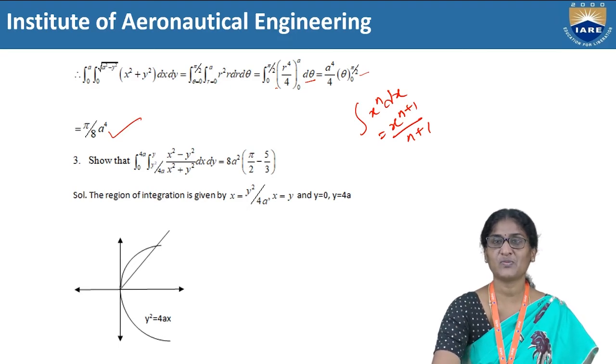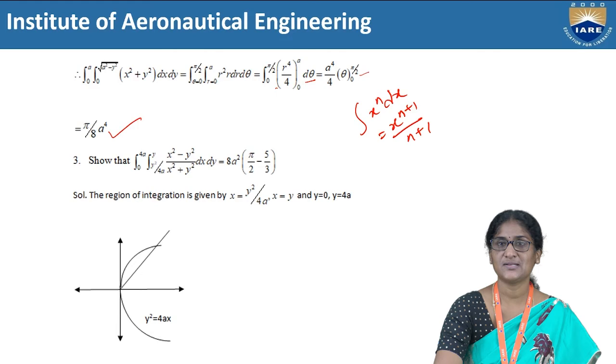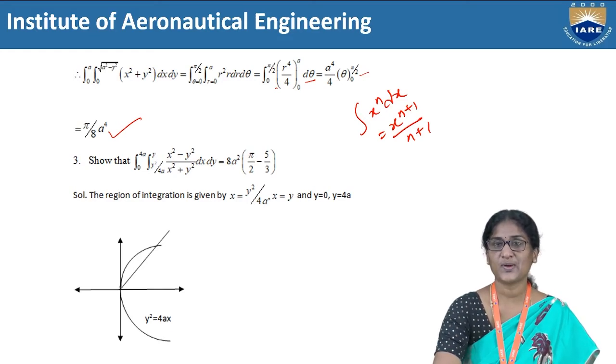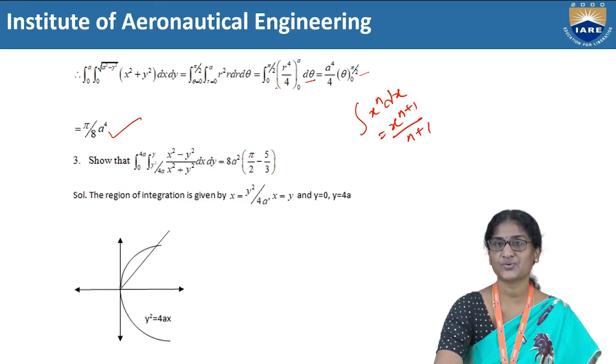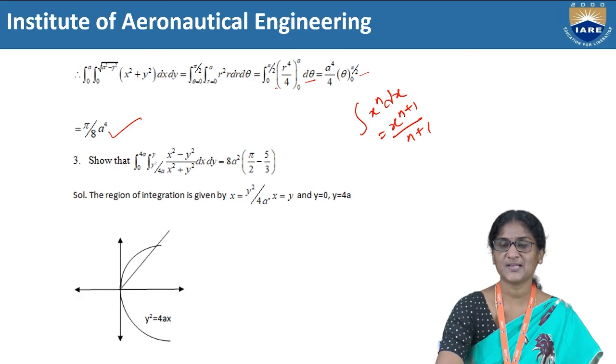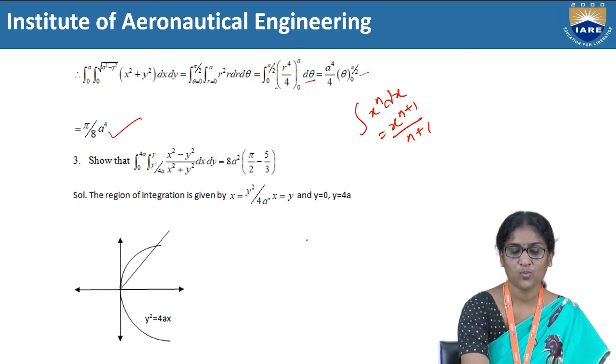Now let's go for one more question. Now solve the integral 0 to 4a, integral y square by 4a to y, of x square minus y square by x square plus y square into dx dy, and he is asking you to show this will be equal to 8a square into pi by 2 minus 5 by 3. Now the region of integration he has given: one limit is y square by 4a, and another limit is y.